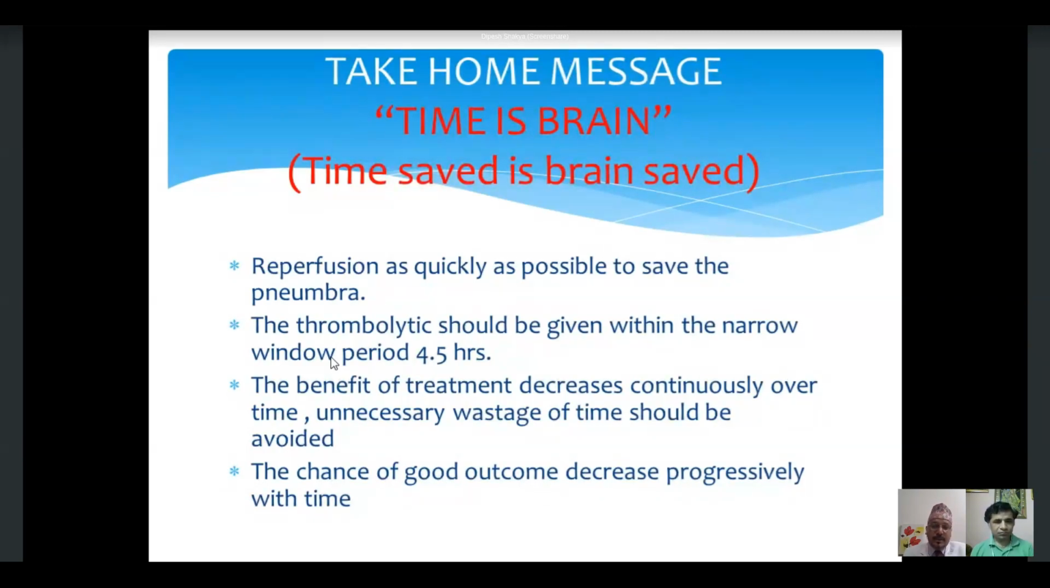Another thing is we have to create awareness about this among all the people, our patients. Time is brain. The term the patient uses is heart attack. Similarly, this is a brain attack. We have to make them understand the severity of the disease, the burden of the disease, the depression, the psychological burden, the financial burden to the patient party.